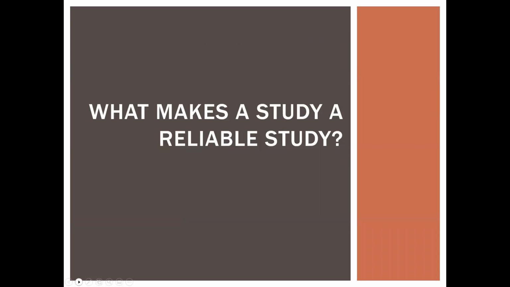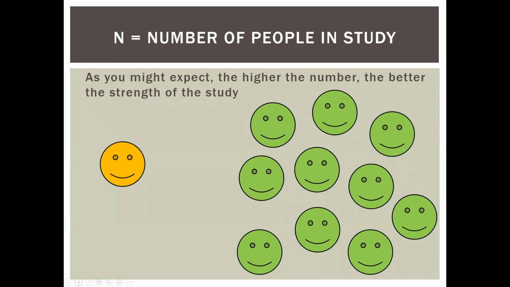So what makes a reliable study? Number one, the number of people in a study. So as you might expect, the higher the number, the better the strength of the study. So if the study is done on one person and you get results, how valuable is that? However, if you did the study on many people, then it's going to be more reliable statistics.